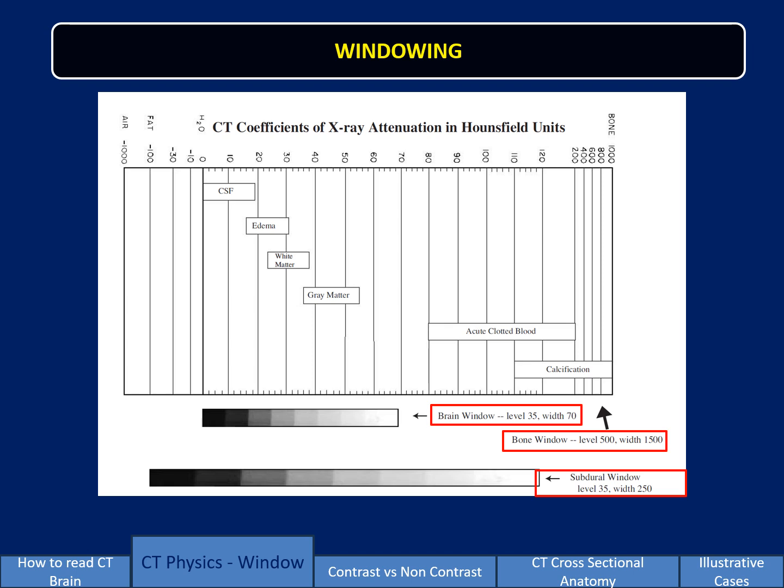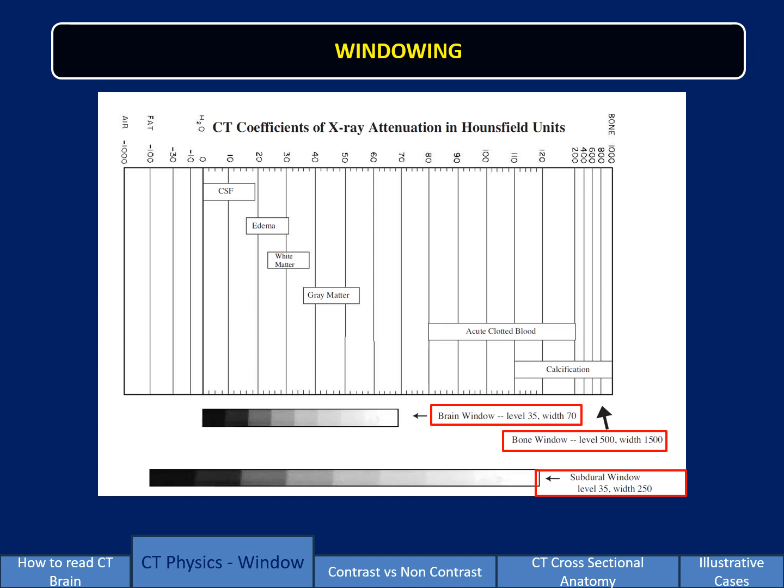So there are different windows. As we keep moving, we'll understand there's something called brain window, there's something called bone window, there's something called subdural window, there's something called stroke window. At each and everything, there is a centering at a particular Hounsfield unit, and the windowing allows us to see certain structures which are seen within that particular brain tissue.